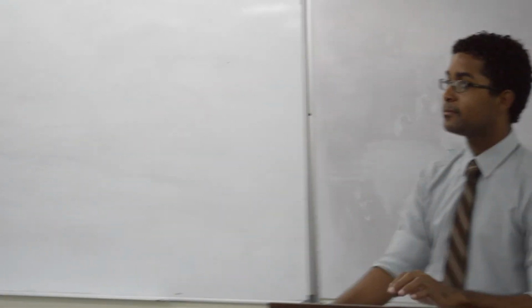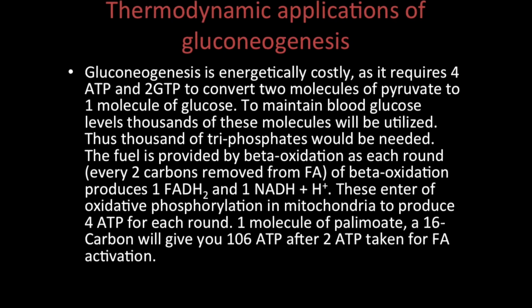The fuel is provided by beta oxidation, and for every 2 carbons removed from the fatty acid, 1 FADH2 plus 1 NADH plus H+ is produced. These enter oxidative phosphorylation in the mitochondria to produce 4 ATP. Thus 1 molecule of palmitate, a 16-carbon chain, would produce 106 ATP after 2 ATP were subtracted for fatty acid activation. Is that your final answer? Yes.